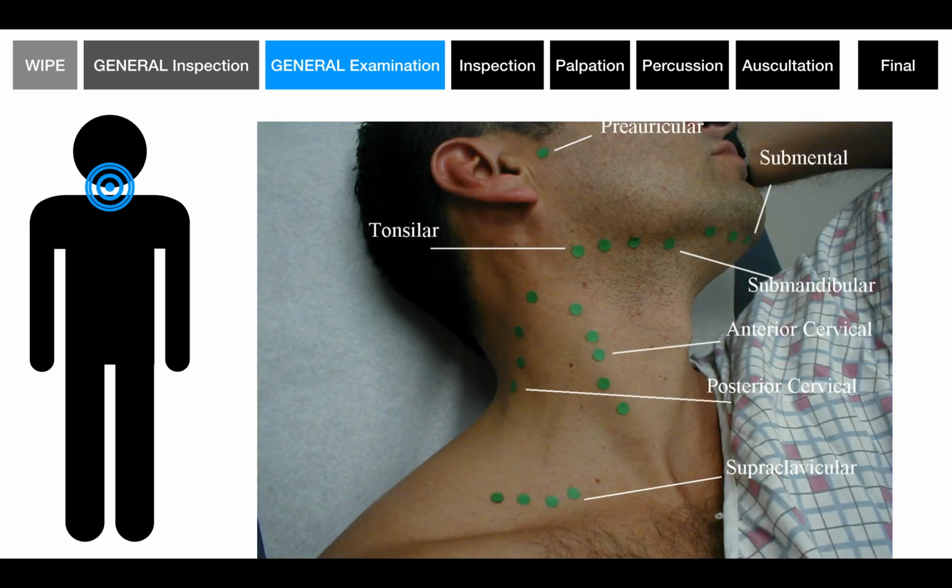Do your lymph nodes exactly the same as you did in the general exam. So you're doing all of the ones in the head and in the neck.